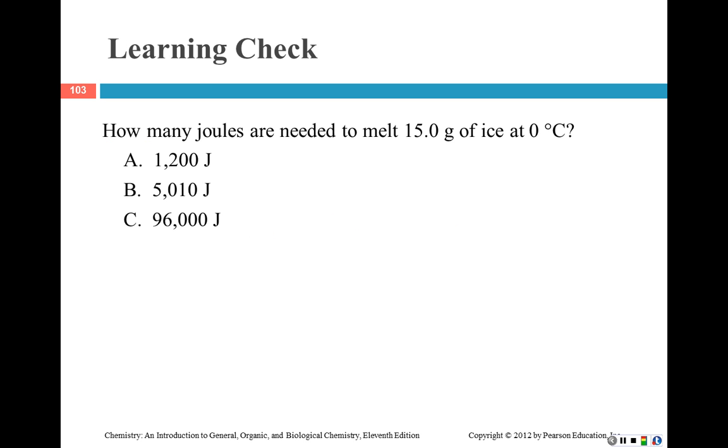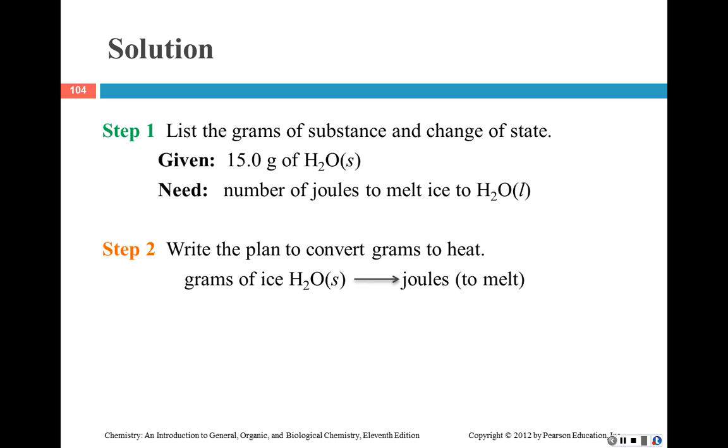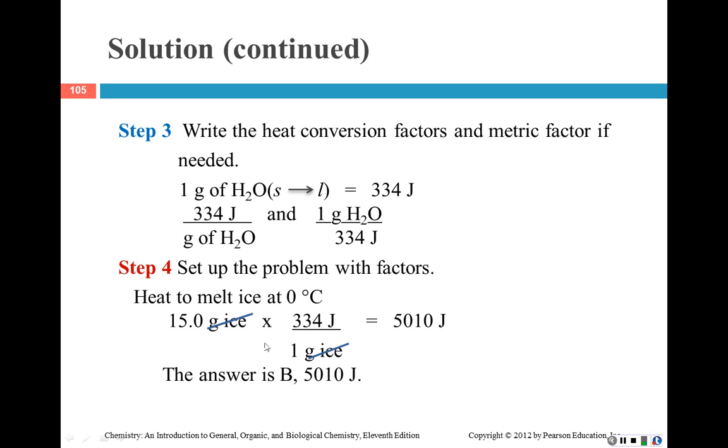How many joules are needed to melt 15 grams of ice at 0 degrees C? Start with your 15 grams. Since you're looking for joules, you're going to use your joules per gram of water and do your calculation. So here's your setup. You've got 15 grams of ice, because it's a solid, times, grams of ice going down here, so 334 joules on top, and so 15 times 334 gives you 5,010 joules.